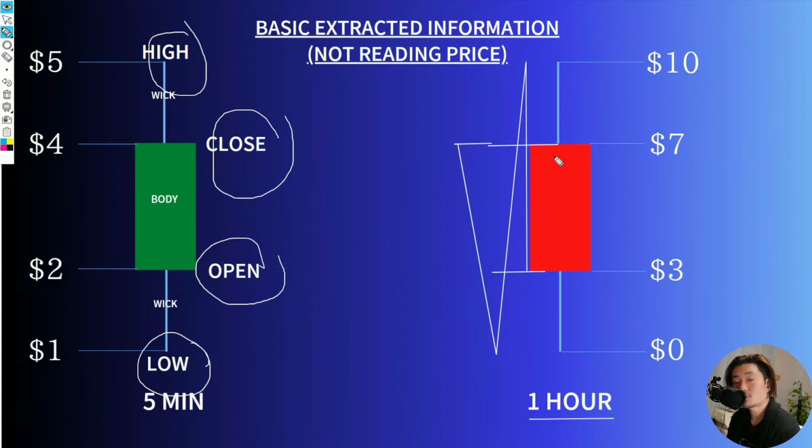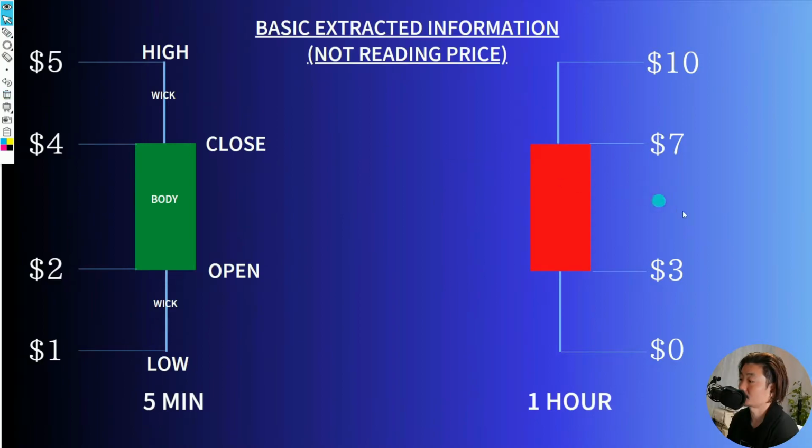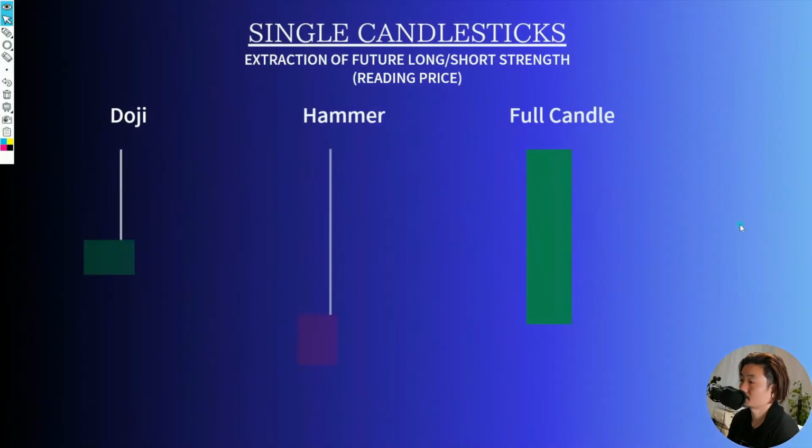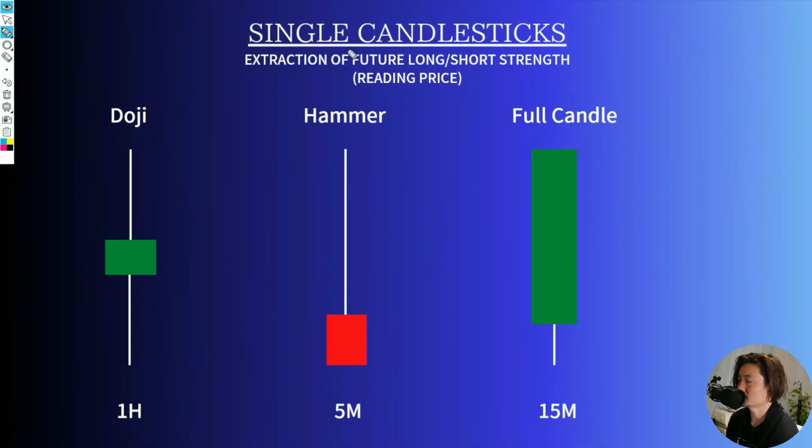Okay, so now let's go into actually reading price, or in other words, figuring out how much future long strength or short strength there is by reading candlesticks. Okay, so single candlesticks, extraction of future long and short strength. Now at this point, we're going to start talking about actually reading price. First we have a candlestick that's referred to as the doji.